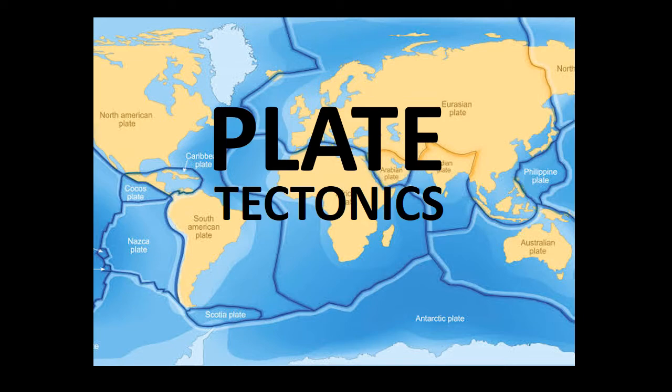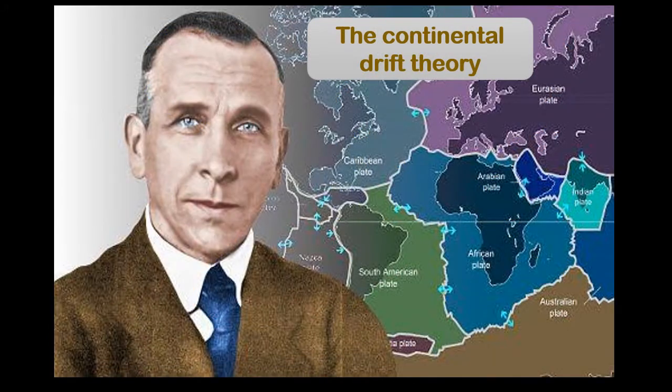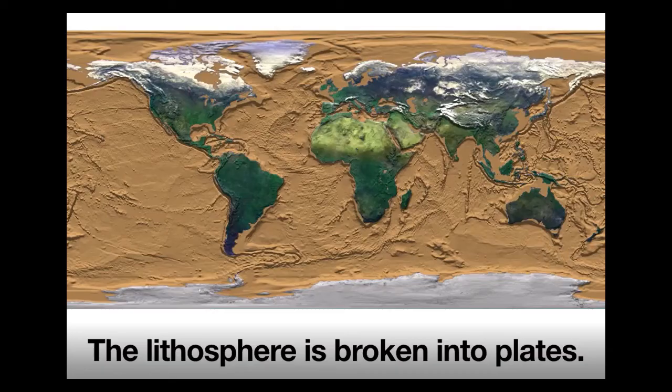We are going to be talking about the theory of plate tectonics, which is basically an extension of the continental drift theory, an idea that was developed by Alfred Wegener in the early 1900s. Today, these two theories serve as a foundation upon which we understand the geologic processes that shape the Earth.